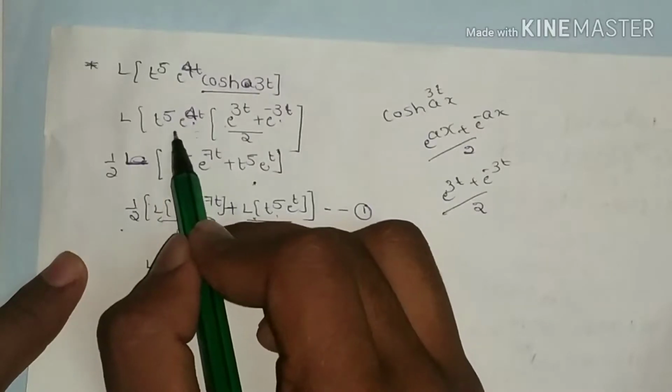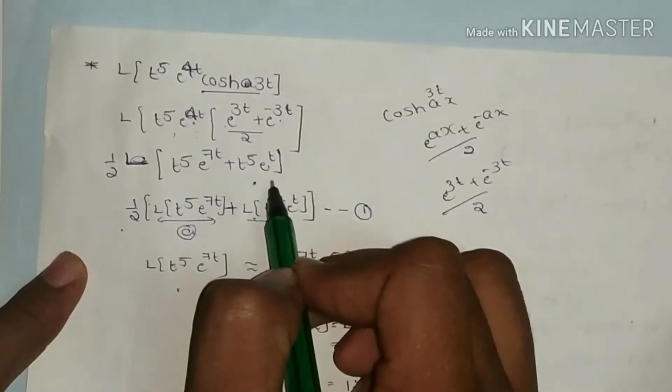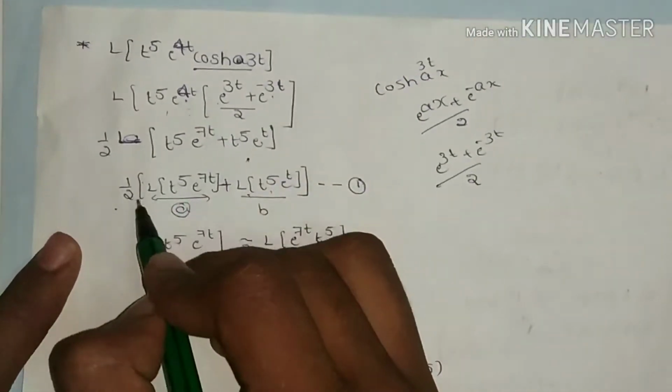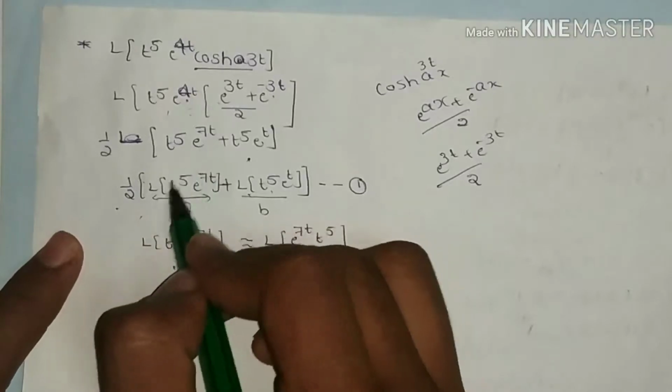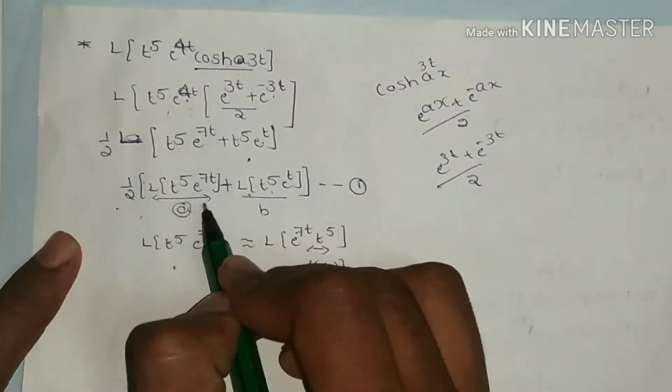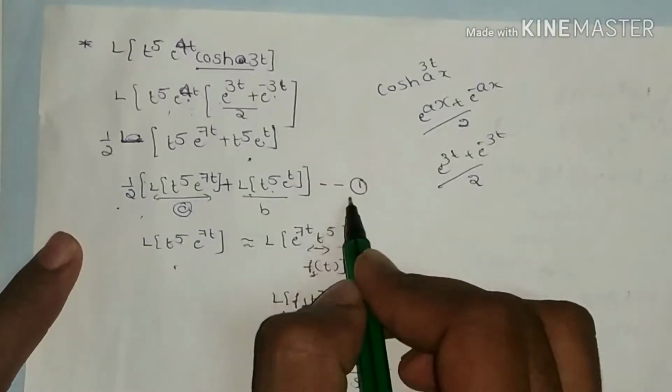Okay, t raised to 5, let us multiply the t raised to 5 e raised to 4t inside. We get t raised to 5 e raised to 7t plus t raised to 5 e raised to t, 1 by 2 as it is. Let us apply Laplace to the individual terms, both the terms. We get Laplace transform of t raised to 5 e raised to 7t plus Laplace transform of t raised to 5 e raised to t. That is called equation 1.